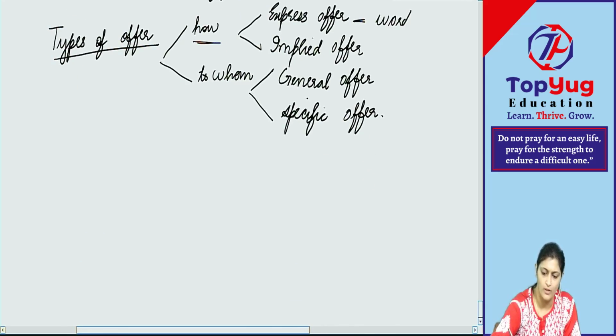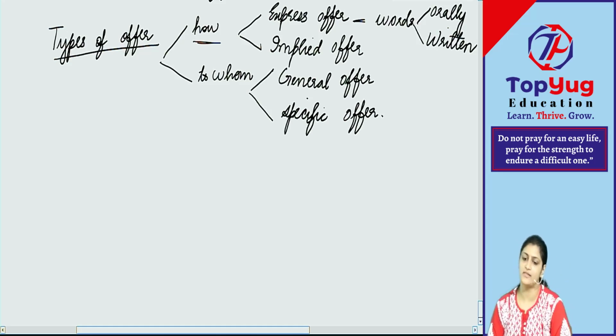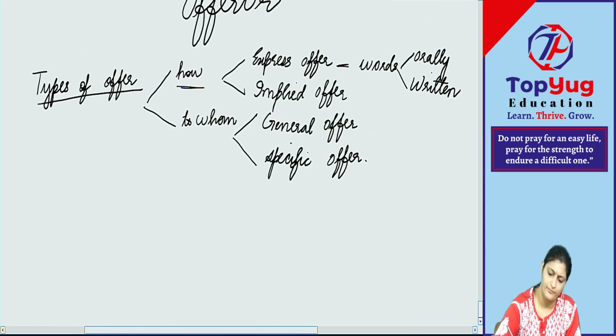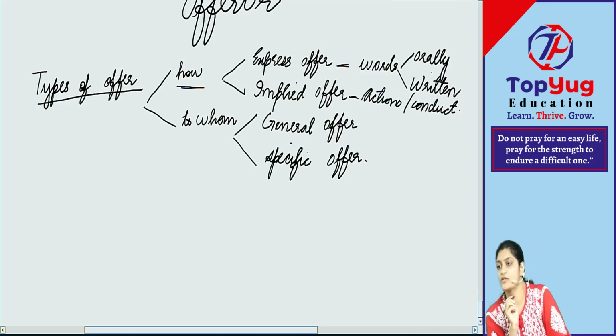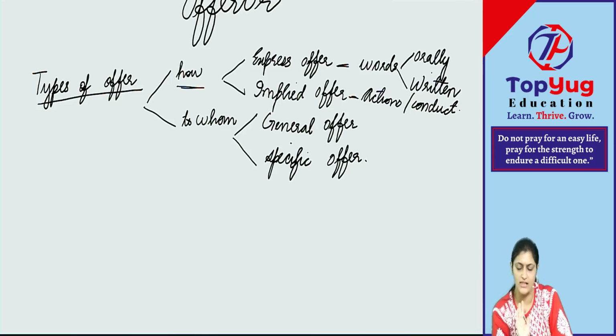Expressed in words, orally or in writing. Those types of offers are always express. Actions or conduct of the parties: these types of offers are always known as what offers? Implied offers. Clear with this? Yes or no? This is very simple.